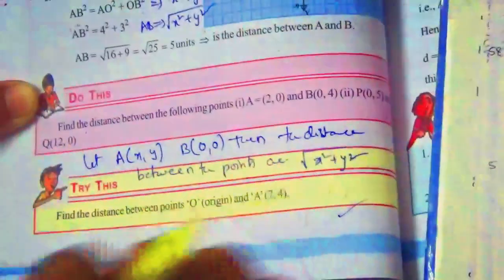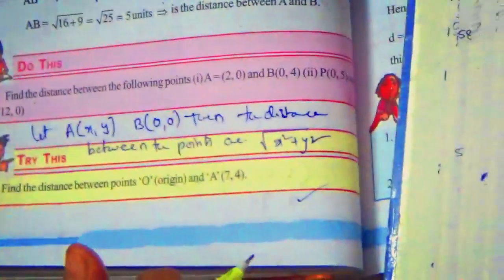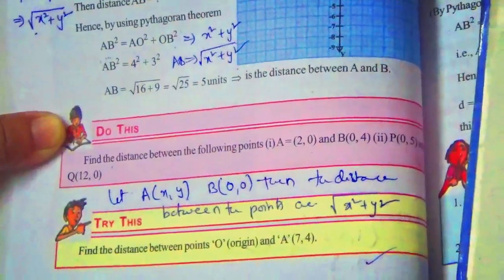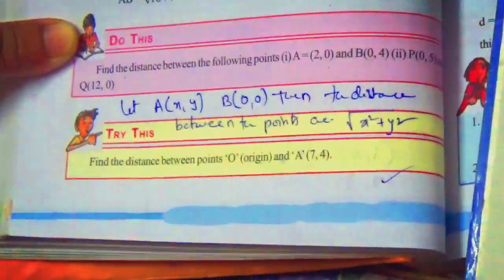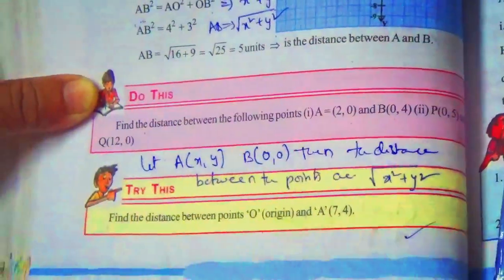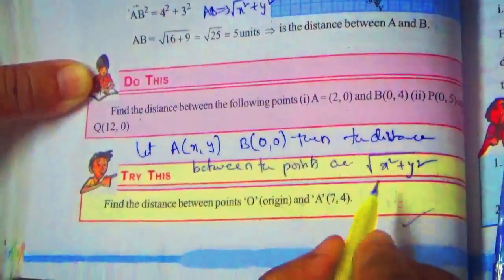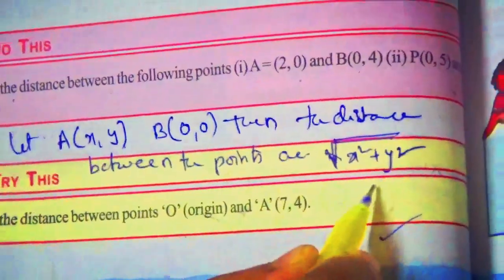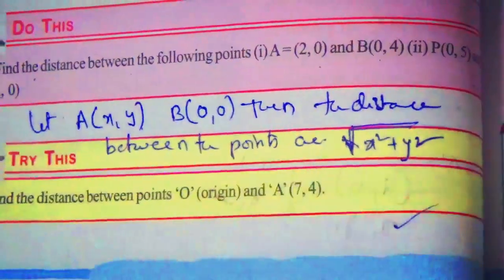If you want to take the distance between any point and the origin, then what is the distance formula? If you want to find the distance between any 2 points, where one point is the origin and the other point is another one, what is the distance formula? As usual, it is the square root of x square plus y square. Then you just find this. Try this.